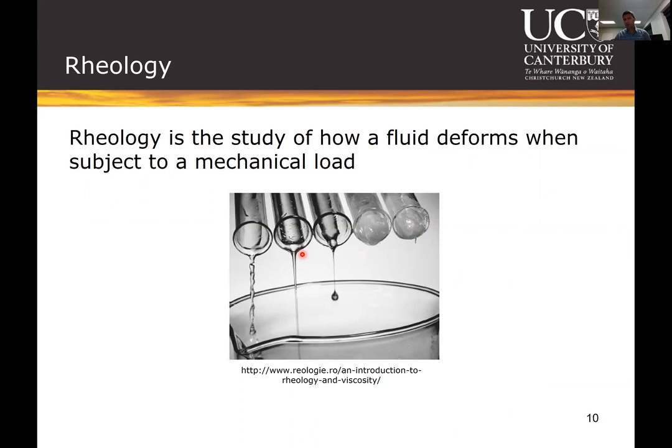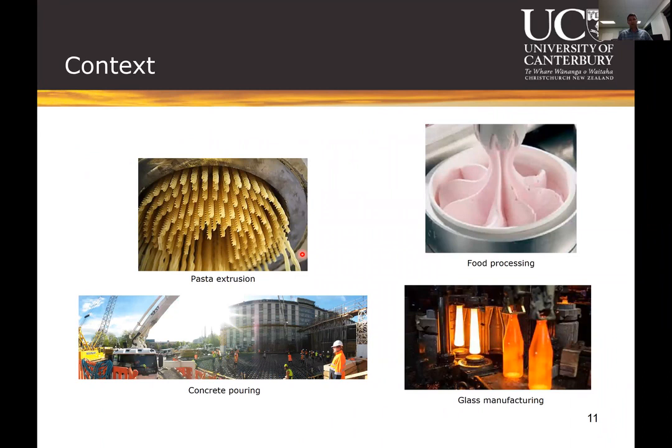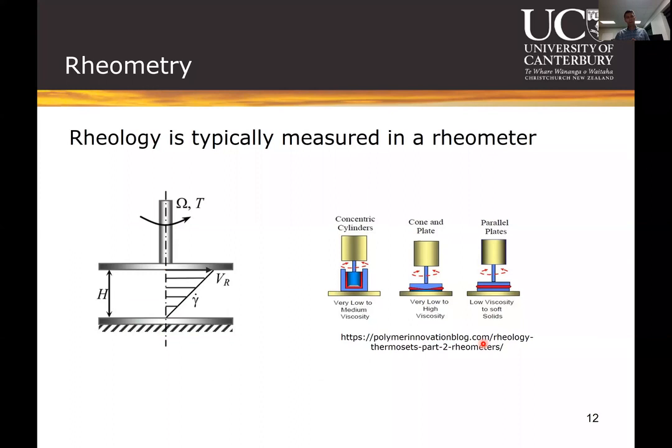Rheology, of course, is important in a broad range of contexts, whether you're talking about producing food, here I've got pasta, or ice cream, or if you're interested in pouring concrete, here that's a photo taken at the University of Canterbury some time ago, or if you want to manufacture glass products, it's obviously also very important. And usually, in order to infer rheology, you would use a rheometer. Of course, that's the tool of choice, and here you see different types of rheometers with concentric cylinders, cone and plates, and so on.